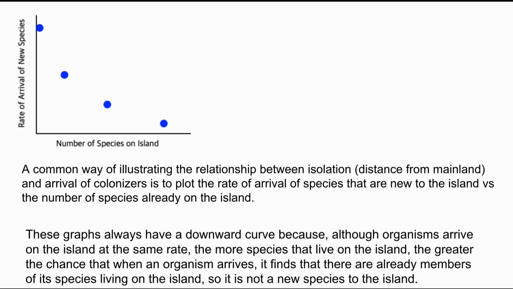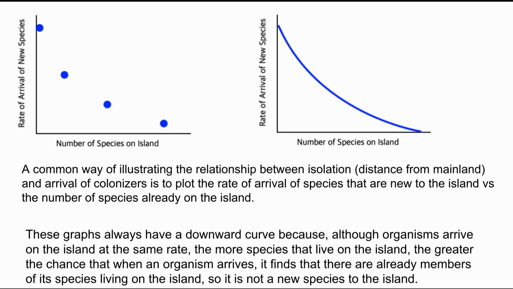So you should get used to seeing graphs like this, where when you see a curve that starts high on the left and sweeps down to 0 on the right, you're looking at a graph of the rate of new species arrivals. Now, a lot of times on the AP test, they'll say the word rate. They won't say the rest of it. They want you to look at this graph and say, I understand, because I'm starting up here and dropping down, that's the rate of new species.